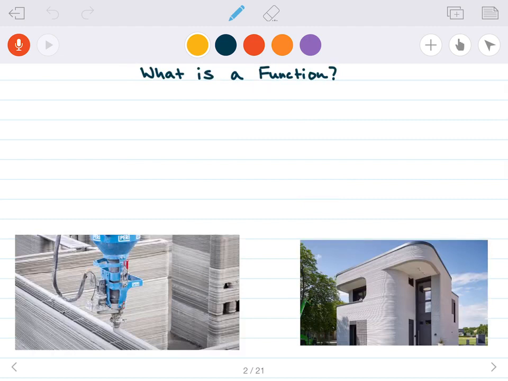So the first question I have is, what is a function? You may have remembered this definition from the last time you took an algebra class, but I think the easiest way to think about a function is something that has an input and gives you an output based on some kind of rule, okay?